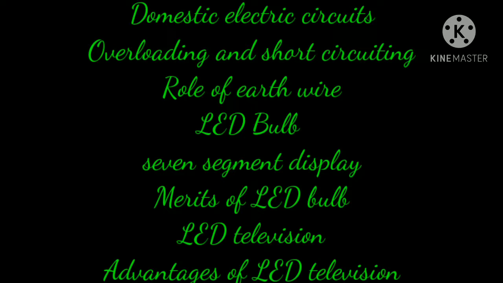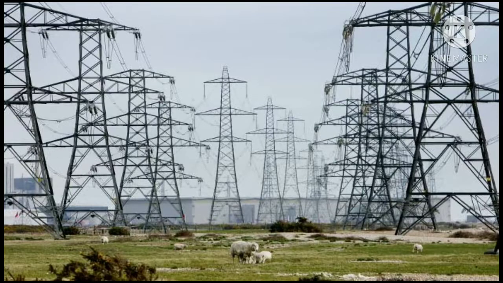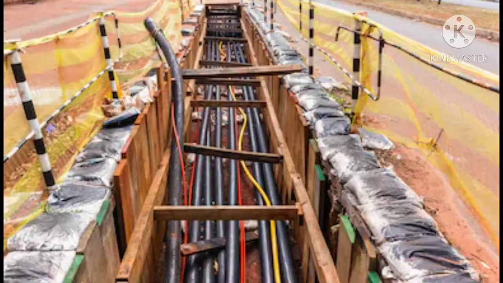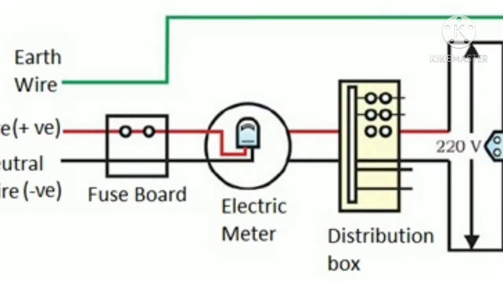Are you all ready to listen to the class? Good. What are you observing in this picture? Yes, this is the power station. So, before learning the domestic electric circuit, we must know how electricity is produced, isn't it? The electricity is produced at the power station. From the power station, electricity is transmitted to our houses through overhead cables or underground cables. Overhead cables means electric poles.